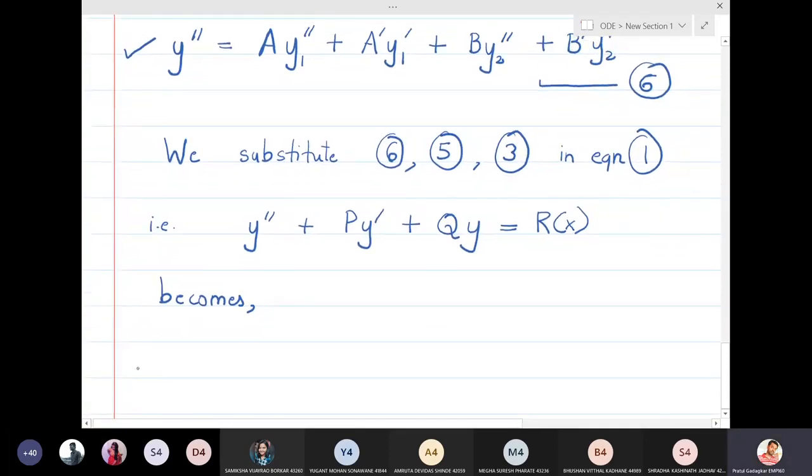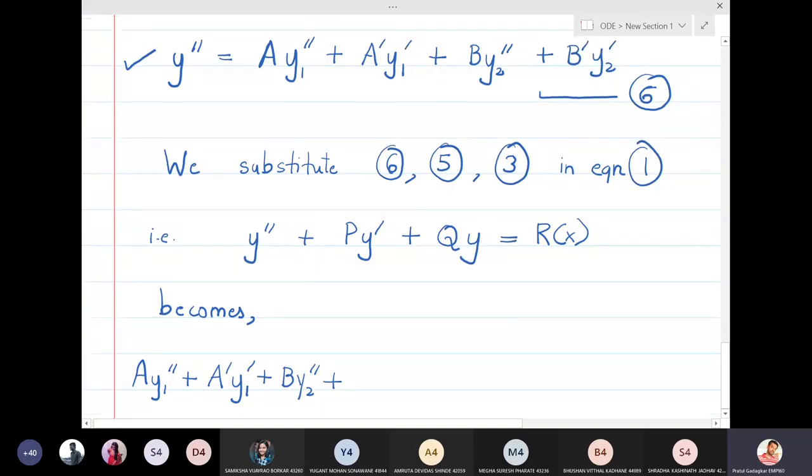y double dash is a y1 double dash plus a dash y1 dash plus b y2 double dash plus b dash y2 dash plus p. What is y dash? y dash you have written above in equation 5, just check. It is a y1 dash plus b y2 dash.